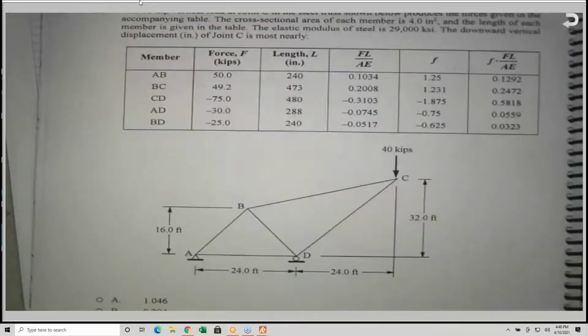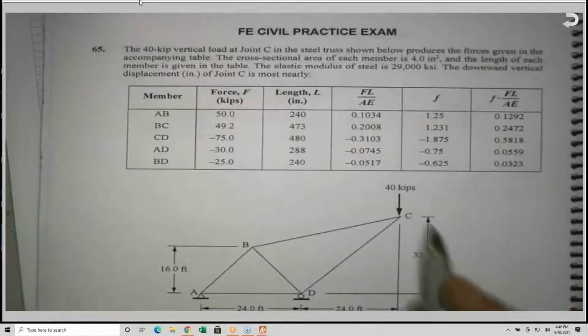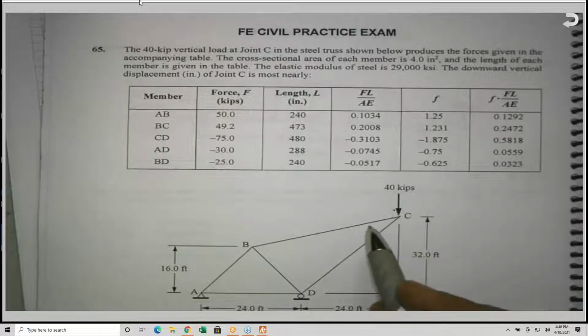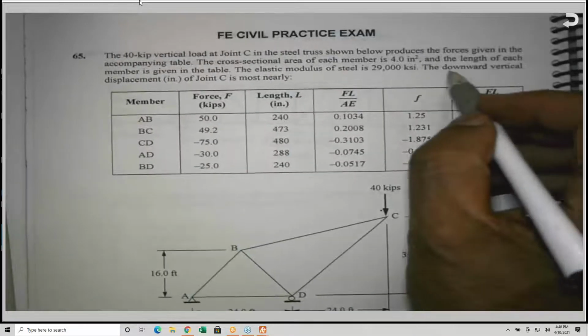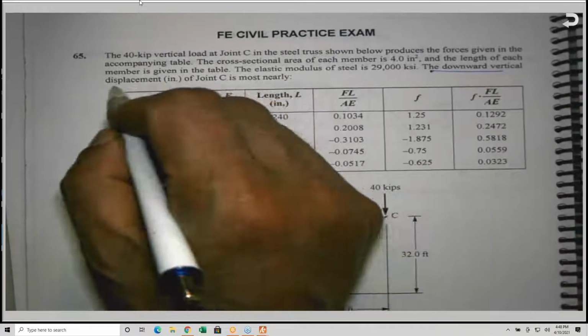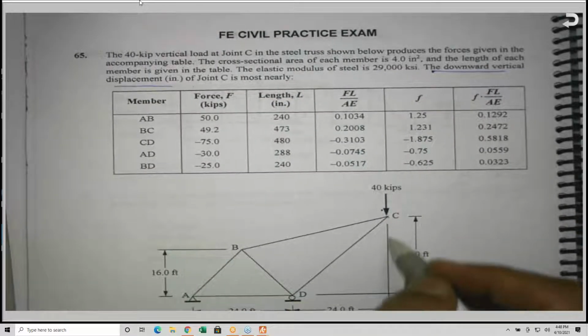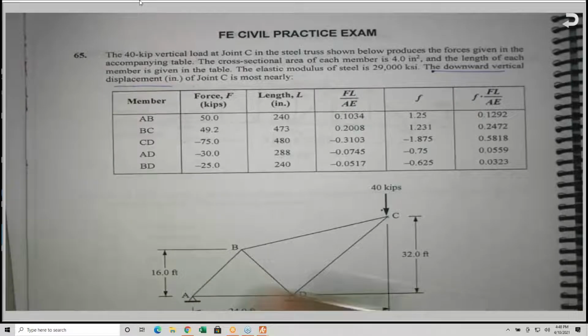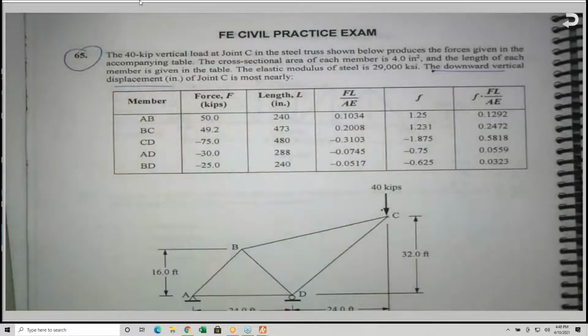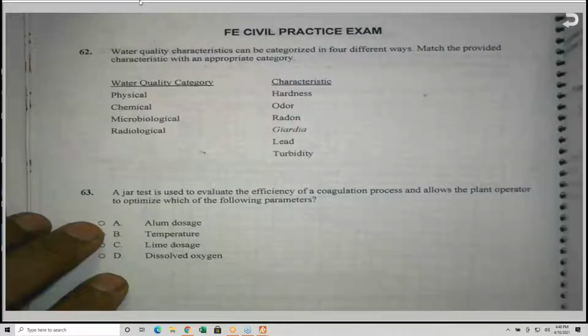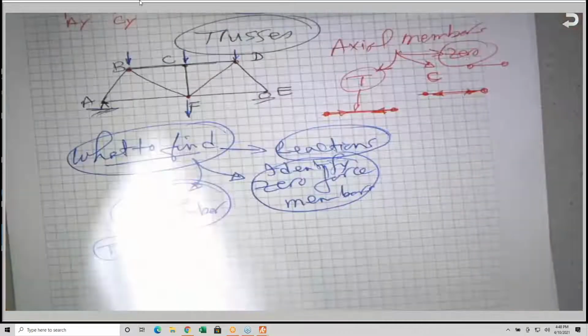Also, we need to know the deflections or displacement. Here he's asking for the downward vertical displacement in inches for the joint C due to this. So this is a vertical displacement or vertical deflection. Also, this is for the FE and the PE. They are not required to know that.